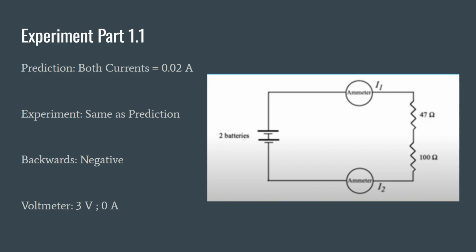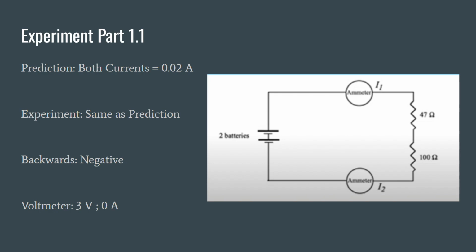In the first part of the experiment, we have two batteries of 1.5 volts each put in series with two ammeters and two resistors, as you can see here. Now, the prediction is that both currents will read about 0.0204 amps. And what we see is that is the case, and that result was got by Kirchhoff's rule. It explains why they're the same, and Ohm's law gives you that answer.